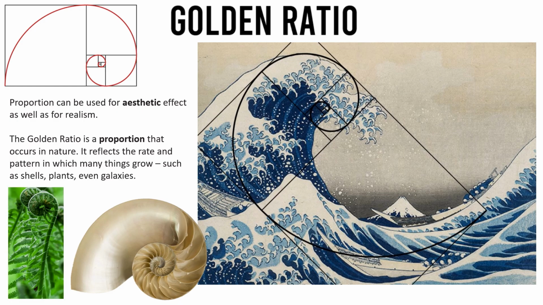And again, you can see some examples here of a fern that's growing, and a shell, the spiral of the inside of a shell as well. So the idea is that the golden ratio is based on nature.